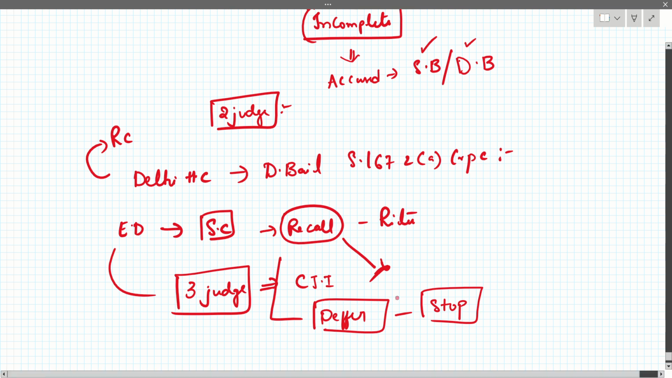So this is regarding the case called Ritu Chhabaria versus Union of India and the ramifications and consequences of this judgment. Thank you.